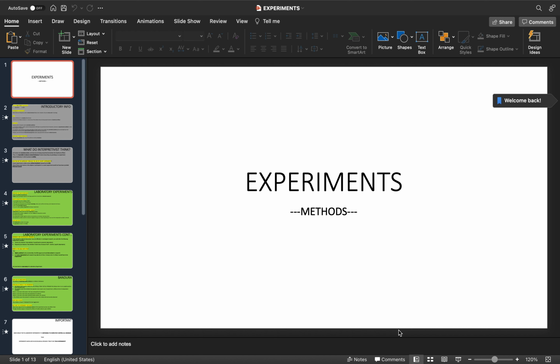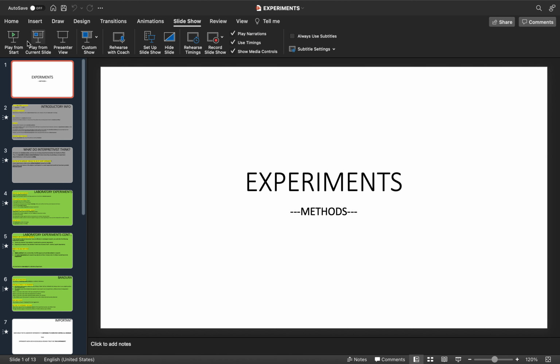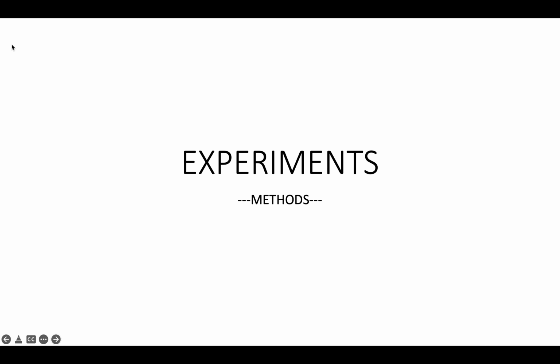Hi everybody, so this video is about experiments. Now, experiments are part of theory and methods, or methods in particular. Theory and methods appears on paper 1 and paper 3. So remember, theory and methods appear on paper 1 and paper 3.